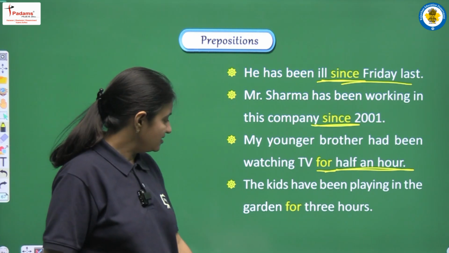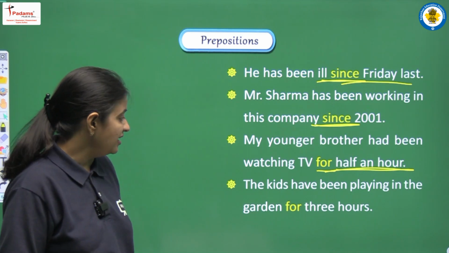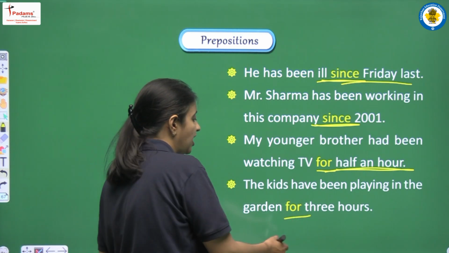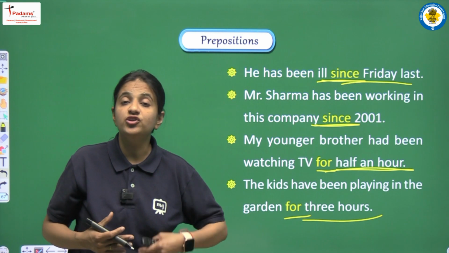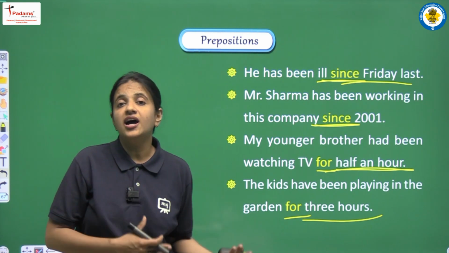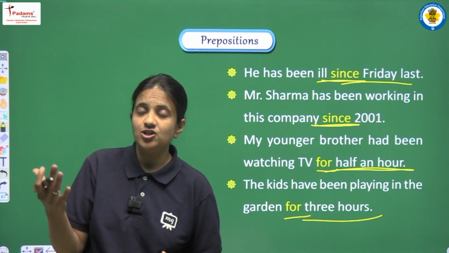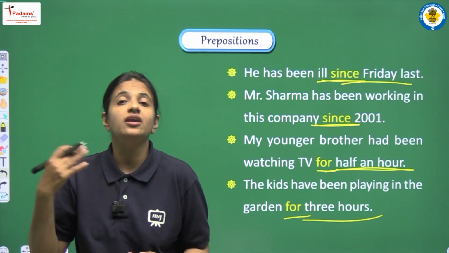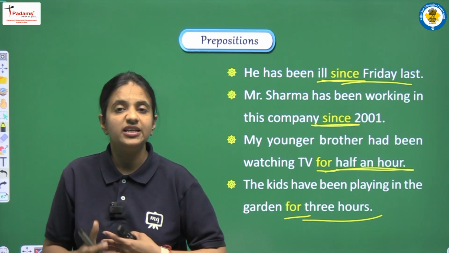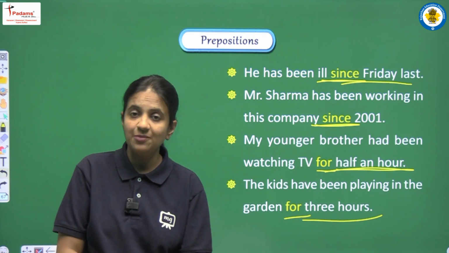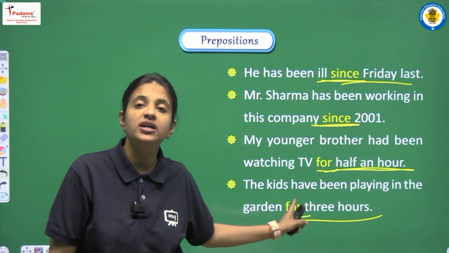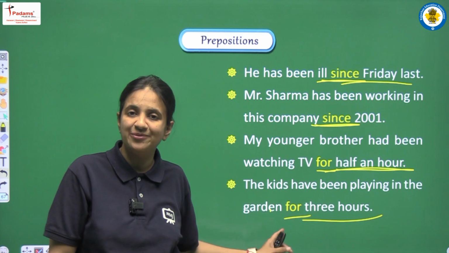Okay. Next is: the kids have been playing in the garden for 3 hours. So here we are having 3 hours. These 3 hours are also a period of time, right? We can say 3 hours, 3 days, 3 years. All these things are known as a period of time, and this is the reason we are having for here before this period of time. Clear?